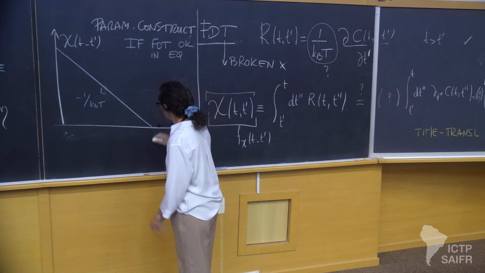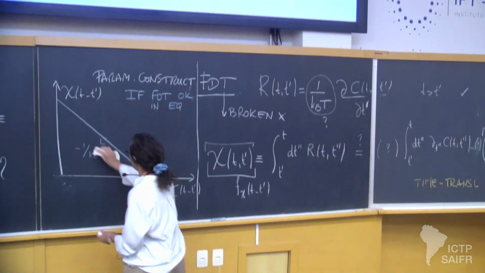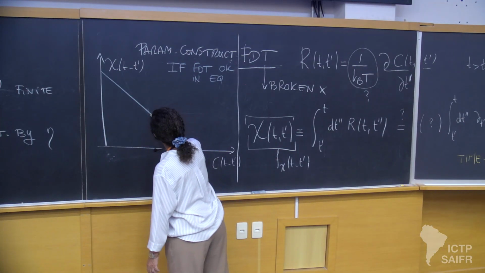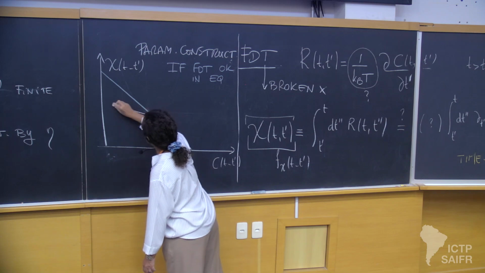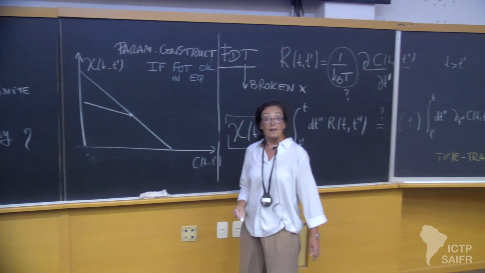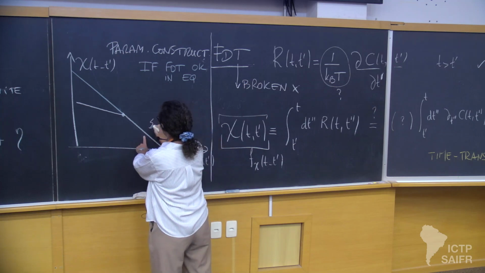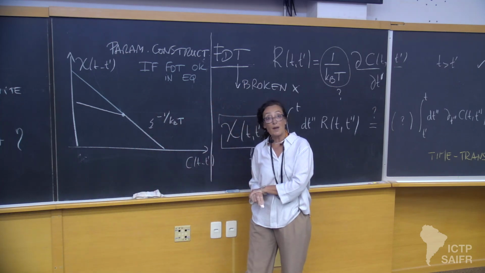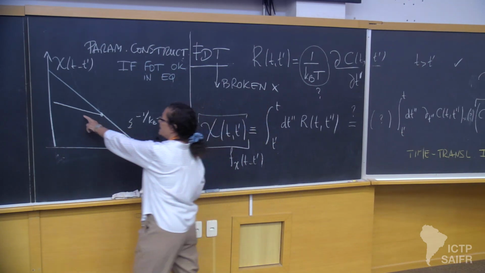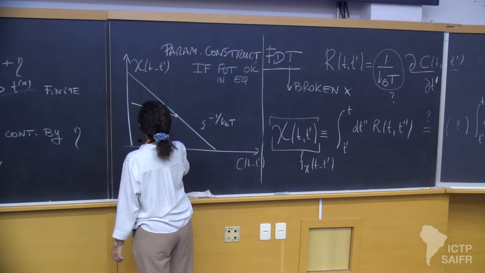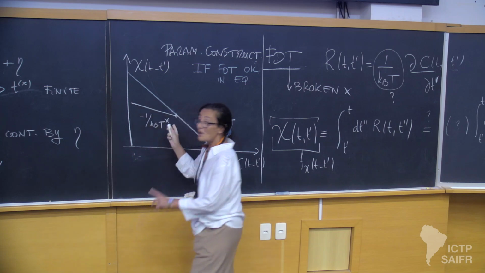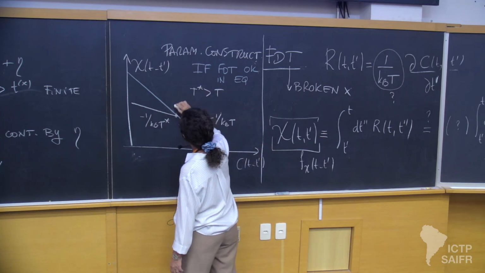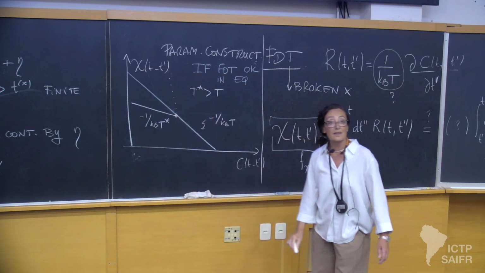So what I get, let me make some space. What I get is something like this, and then something like that. So what is this? This is -1 over kBT, the temperature of the fast bath. And this here is -1 over kBT star. And in my plot, I suppose that T star is larger than T. Otherwise, I would have gotten the slope in the other direction, right?